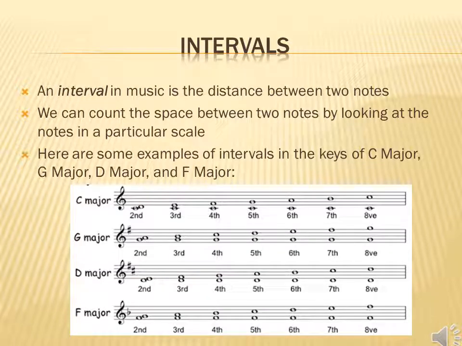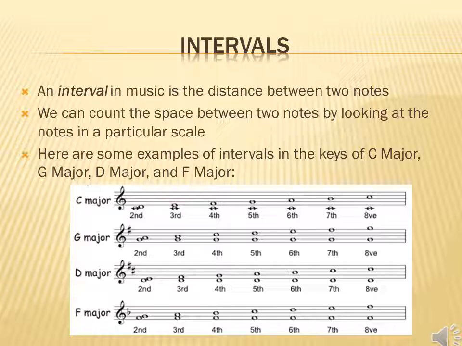Intervals. An interval in music is the distance between two notes. We can count the space between two notes by looking at the notes in a particular scale. Here are some examples of intervals in the keys of C major, G major, D major, and F major. Let's look at C major.